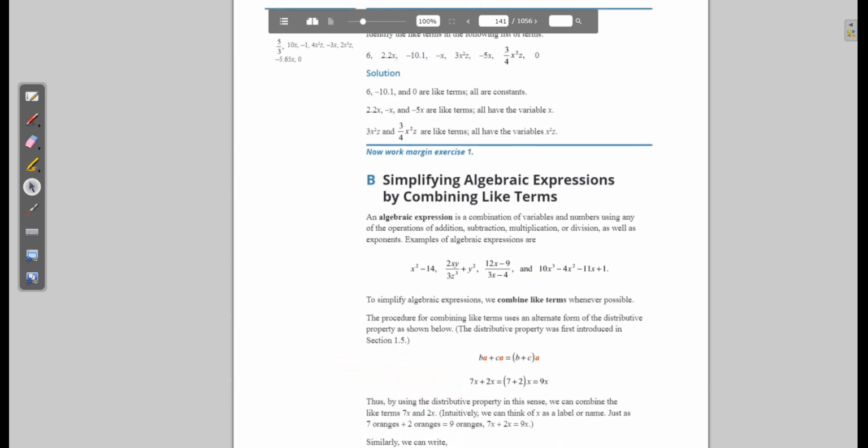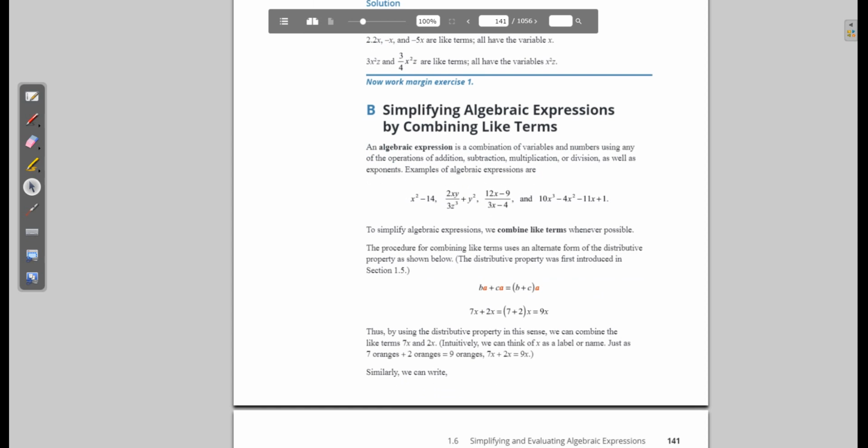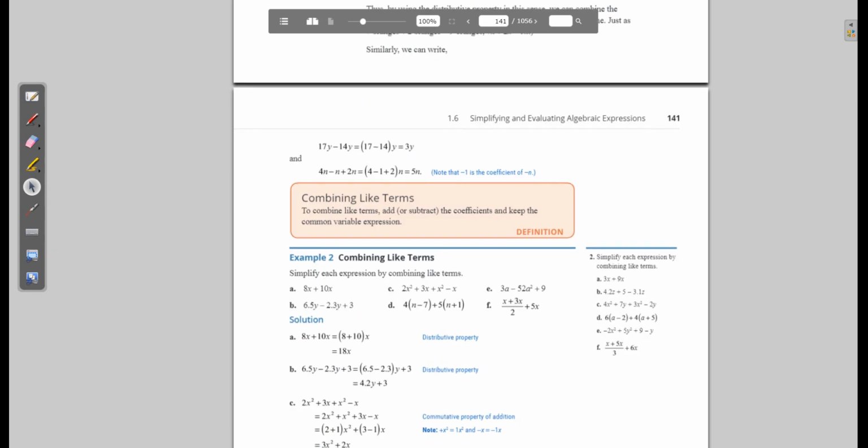All right, so we can simplify algebraic expressions by combining like terms. We'll be using the associative, commutative, and those properties that we did in section 5 to do this. So, to combine like terms, add or subtract the coefficients and keep the common variable expression. Alrighty, so let's check out example 2, combining like terms.